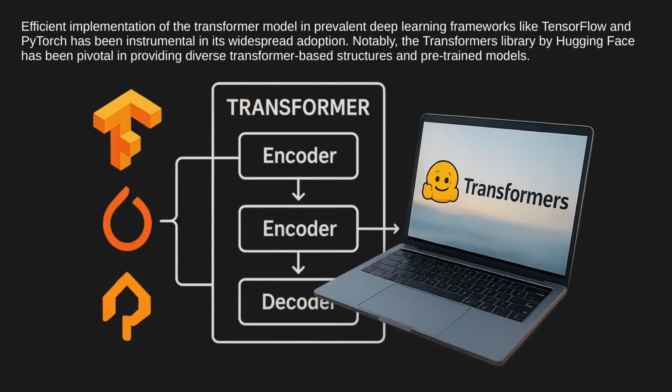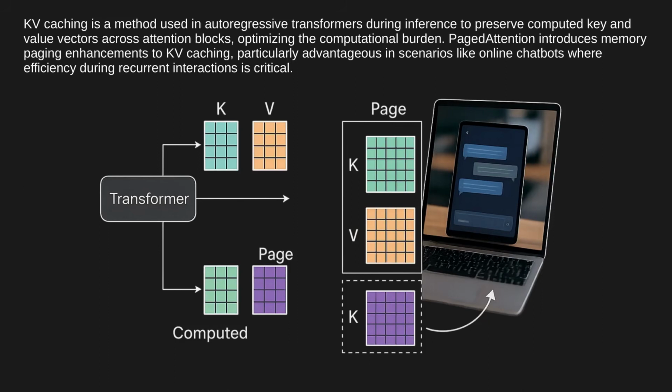Efficient implementation of the transformer model in prevalent deep learning frameworks like TensorFlow and PyTorch has been instrumental in its widespread adoption. Notably, the Transformers library by Hugging Face has been pivotal in providing diverse transformer-based structures and pre-trained models. KV caching is a method used in autoregressive transformers during inference to preserve computed key and value vectors across attention blocks, optimizing the computational burden. Paged attention introduces memory paging enhancements to KV caching, particularly advantageous in scenarios like online chatbots, where efficiency during recurrent interactions is critical.